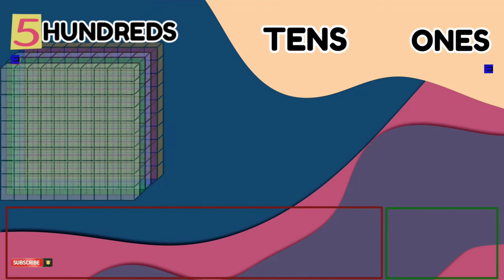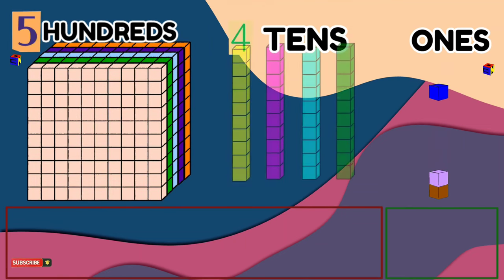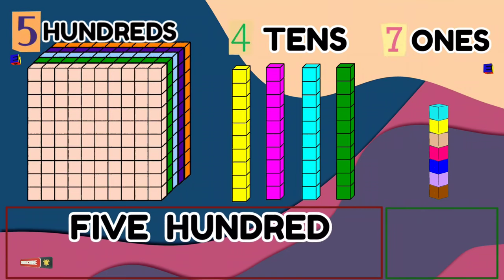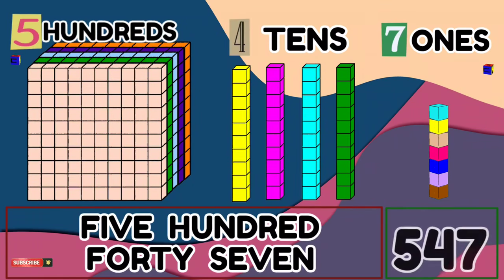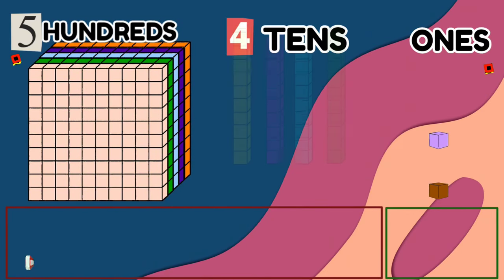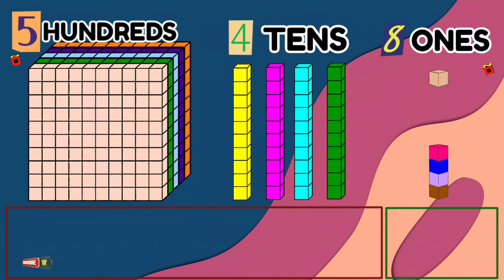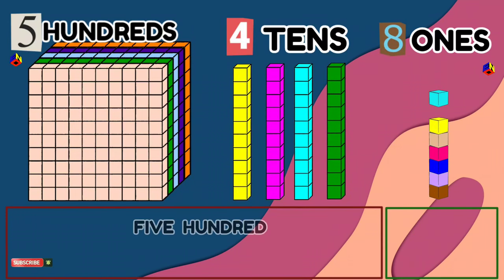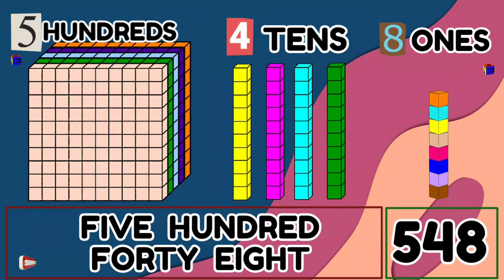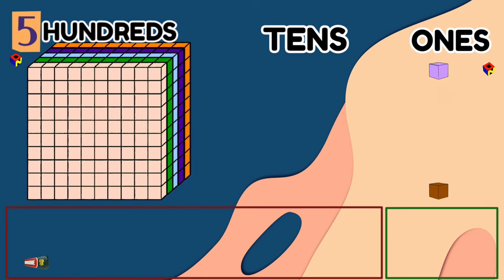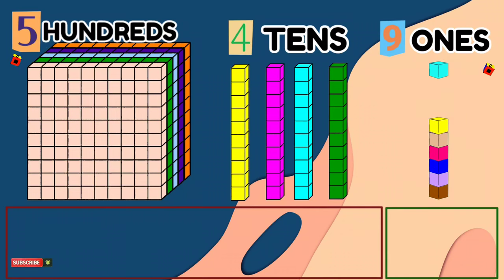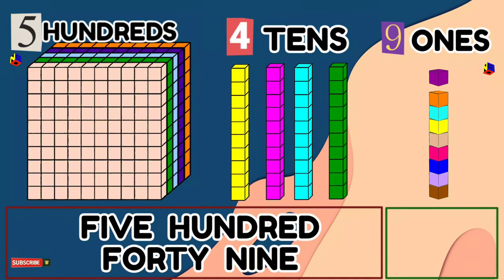546. 5 hundreds, 4 tens, and 7 ones is 547. 547. 5 hundreds, 4 tens, and 8 ones is 548. 548. 5 hundreds, 4 tens, and 9 ones is 549.